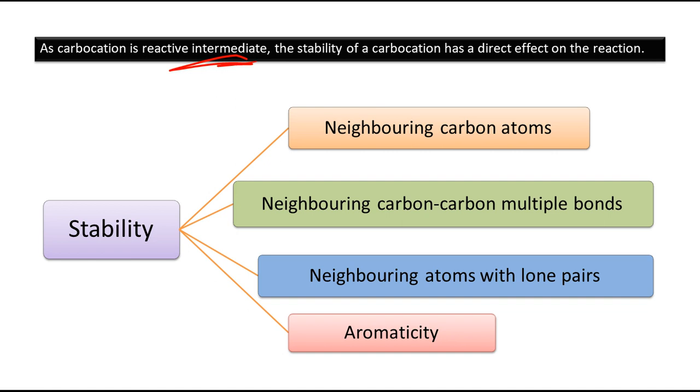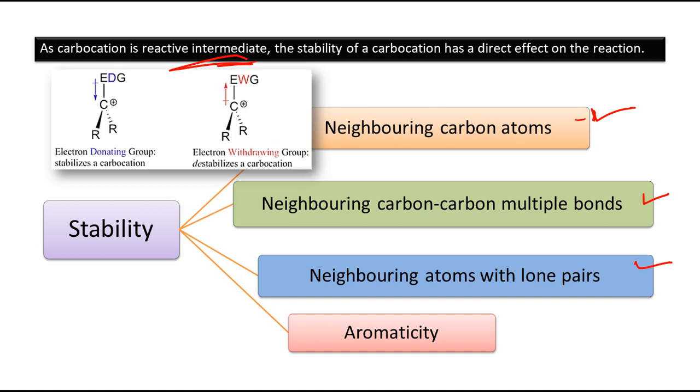Now here the first 3 points, that is neighboring carbon atom, then neighboring CC multiple bond, it may be CC double bond or triple bond, then neighboring atoms with lone pairs. The first 3 points are basically related to some donation effect. So that is why here it is mentioned neighboring for all these 3 points: neighboring carbon atom, neighboring CC double bond or triple bond, and neighboring atoms with lone pairs.